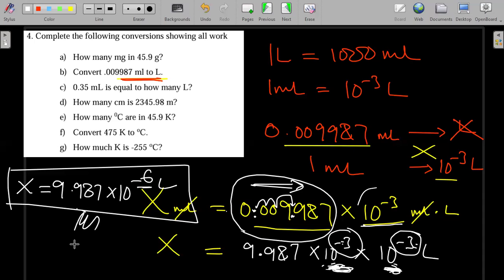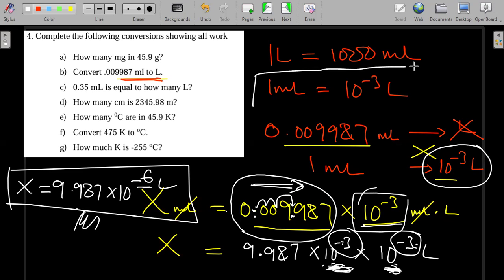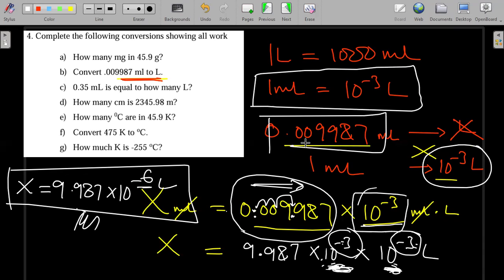Why are there two tens with minus 3? Sorry, sir. This 10 to the power minus 3 is coming from the conversion factor, this one here. And then this other 10 is coming from when I expressed this number here in scientific notation. That's where the 10 to the power -3 is coming from. Have you seen it? Yes. All right. Amazing.